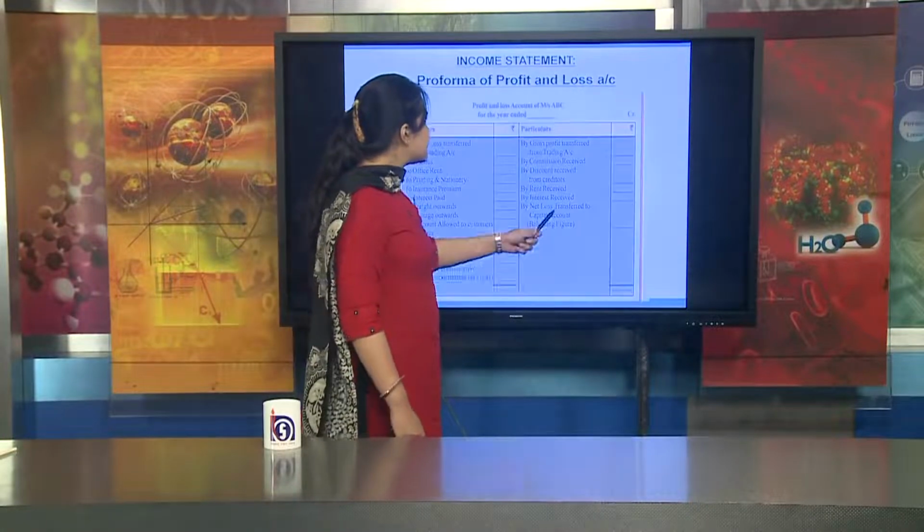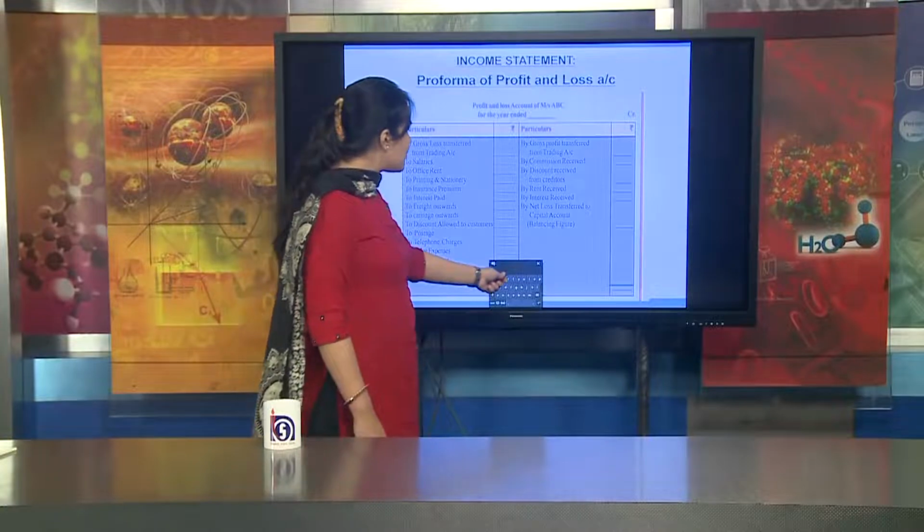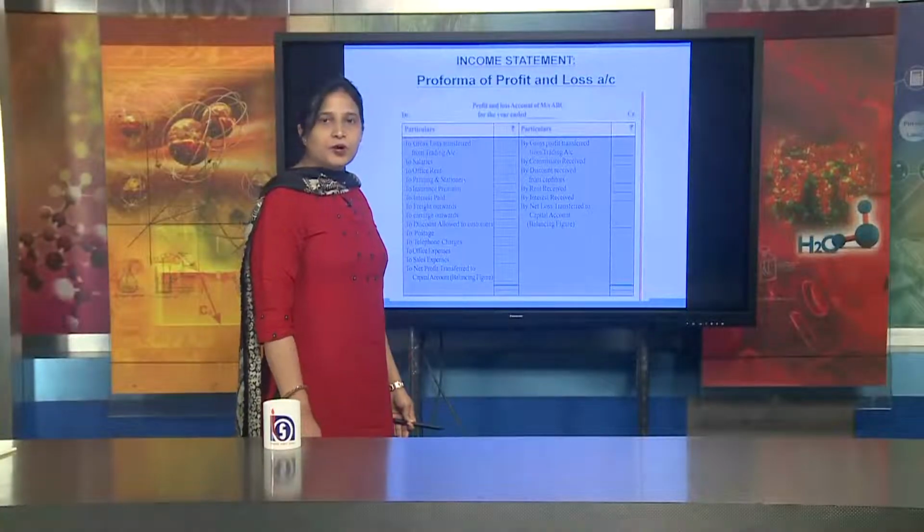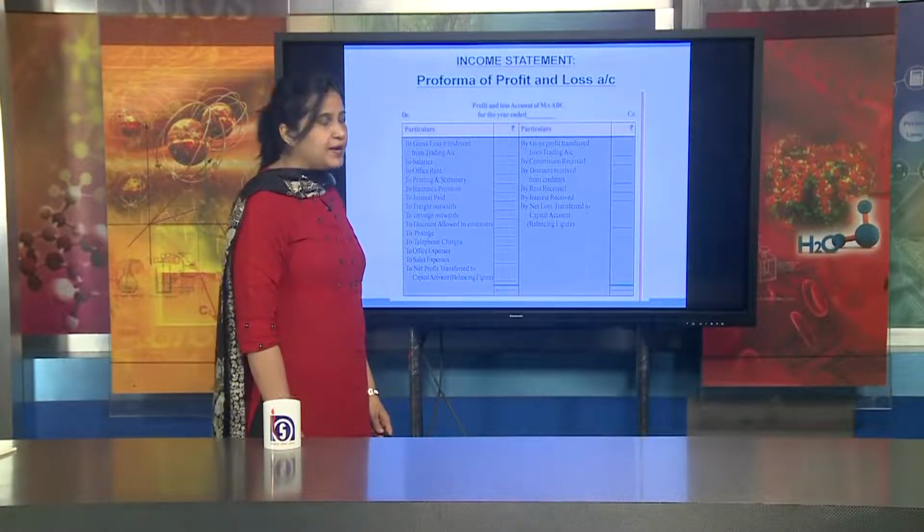Moving to the next, this is the pro forma of our profit and loss account, and you can see here it's written pro forma of profit and loss account, and profit and loss account of Messrs ABC Limited for the year ended, whichever year is there. You are going to write it on the top. Whenever you attempt such a question and you make a profit and loss account, you are going to mention it there.